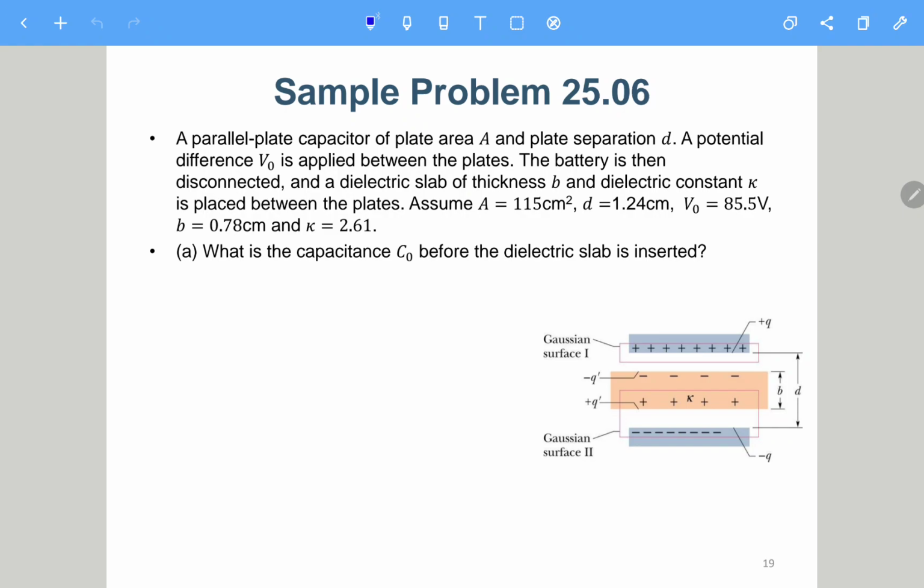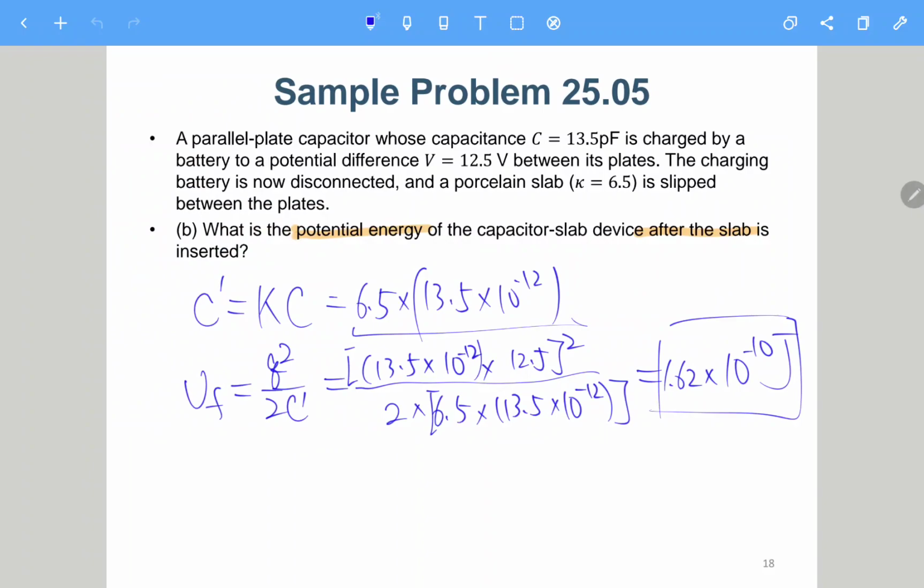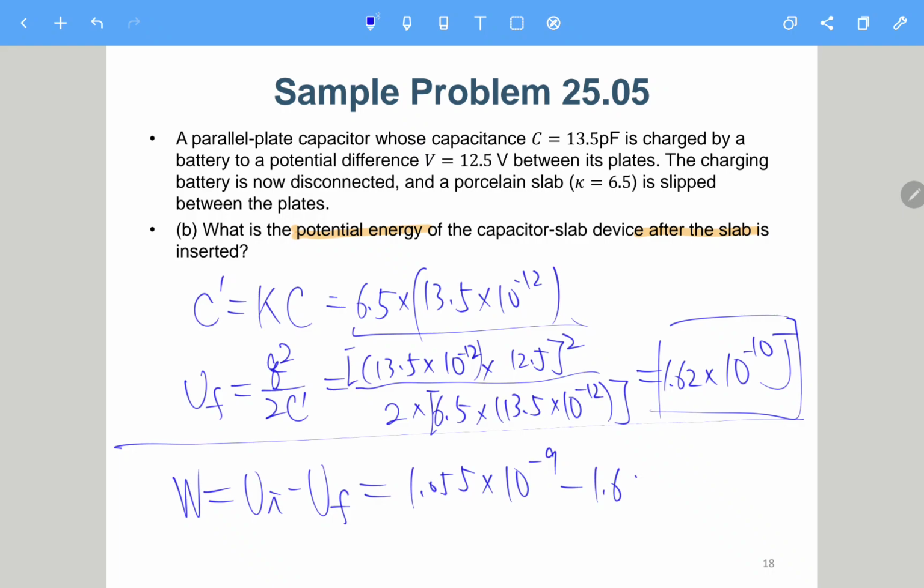Which means that there is some potential energy change. So you can also calculate that there is some work. The work is Ui minus Uf, which is 1.055 times 10 to the minus 9 minus this value. Although it's not asked, I can just write it out. It is independent of the question, but this value means that you need to do some work to put in the copper slab.